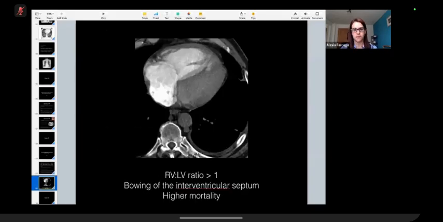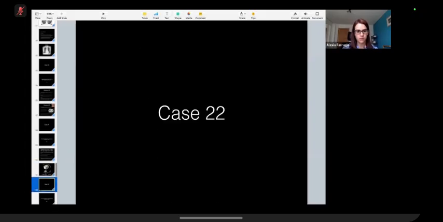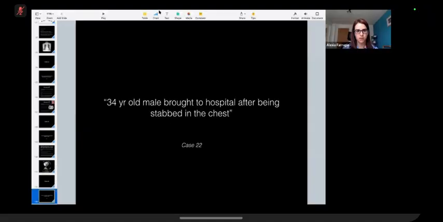This is another patient, but it depicts the findings of right-sided heart strain. So we've got a bowed interventricular septum, a right ventricular to left ventricular ratio which is more than 1, and these patients have higher mortality than patients without a right-sided heart strain pattern. Okay, good. As you said, you would look at the lungs as well on lung window to look for any pulmonary infarcts. Good. On to the next case now.